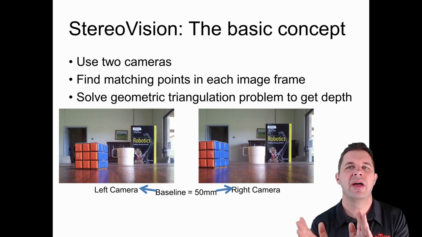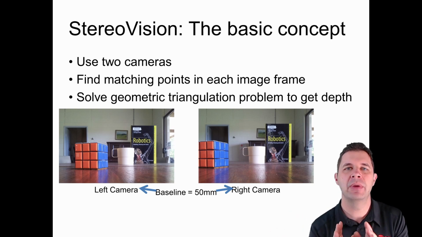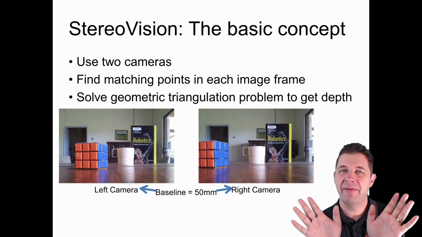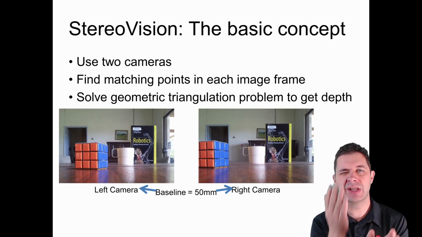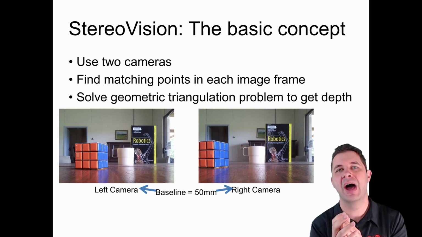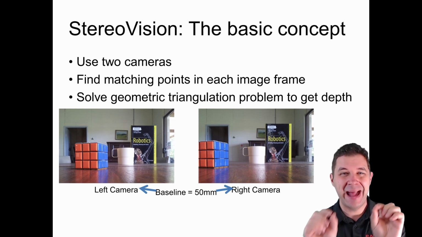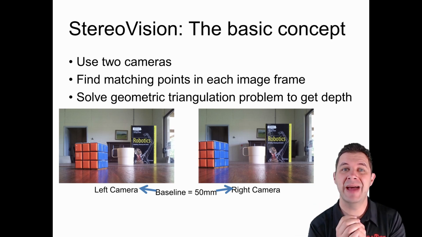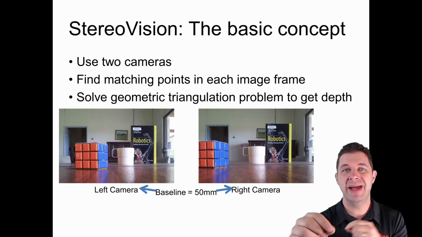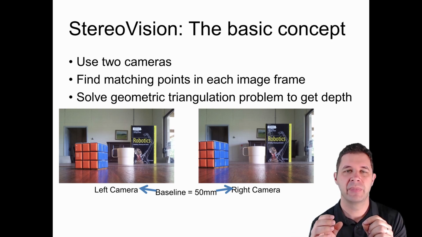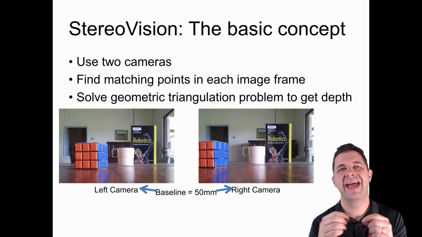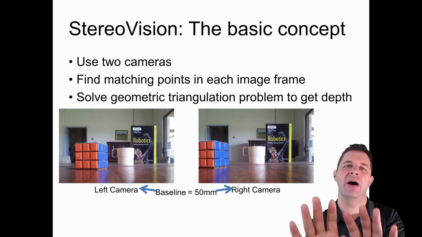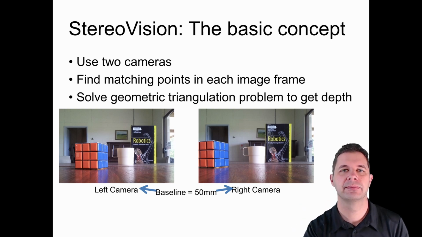Well, we have a left camera and a right camera, and those cameras will have a slightly different view of the world, just like our left eye and our right eye do as well. We find matching points between those two different images. And based on those matching points, we do a geometric calculation, a triangulation, to work out how far our cameras are away from those particular points.